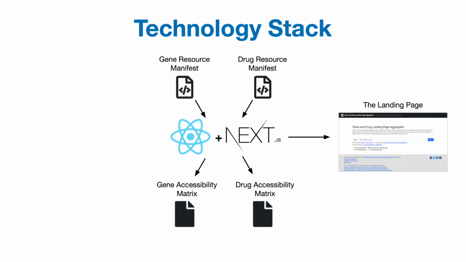The Gene and Drug Landing Page Aggregator website is a React application that uses Next.js. The site renders pages server-side and generates indexable and cacheable static pages. We utilize incremental static regeneration page caching to provide the benefits of static web pages for search engine optimization, and page caching properties to only recompute the pages after a period of time to ensure the information is kept up to date.